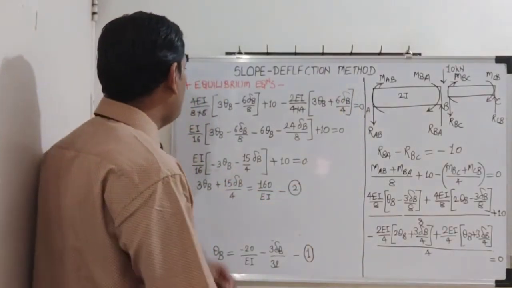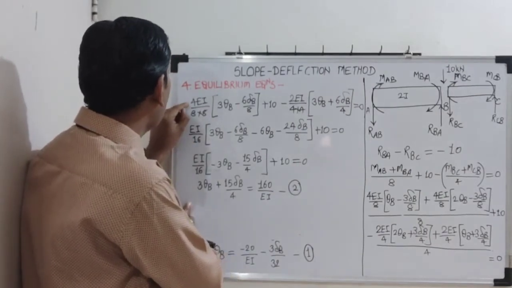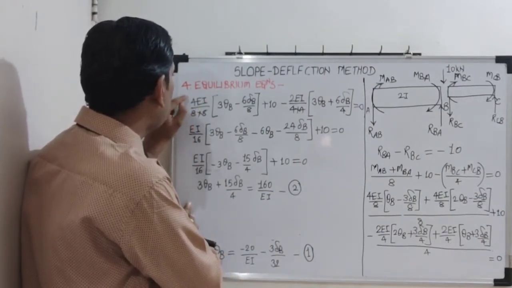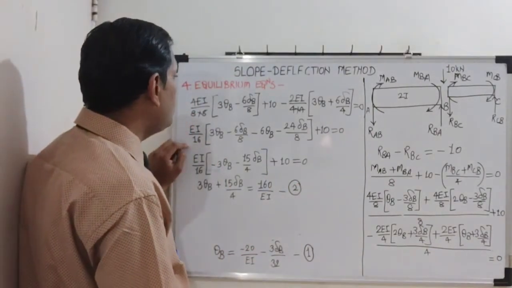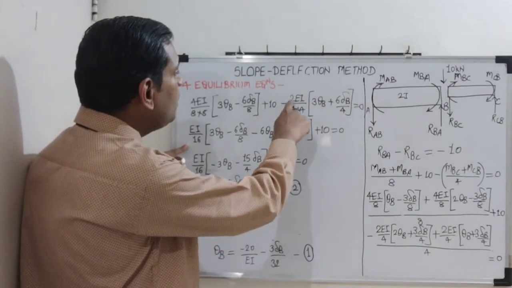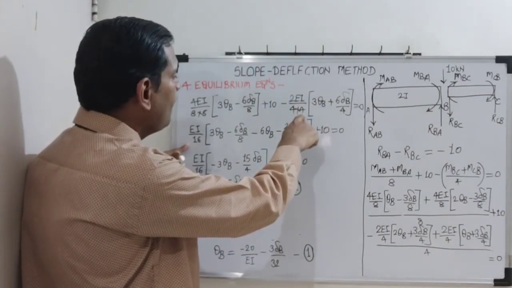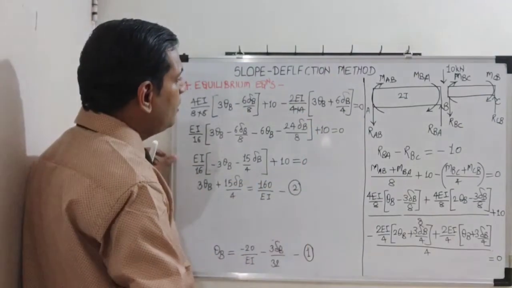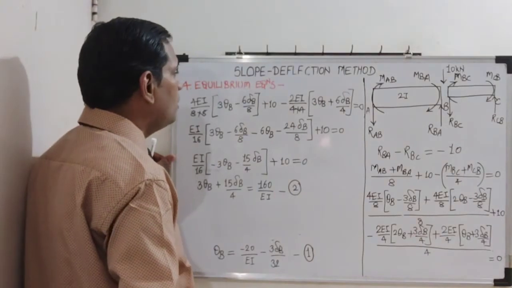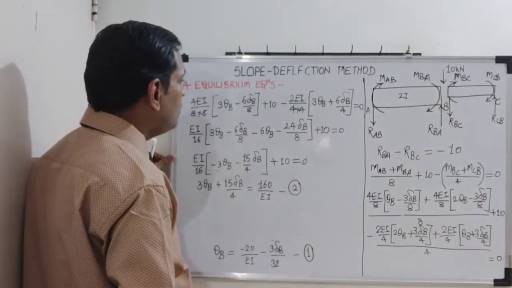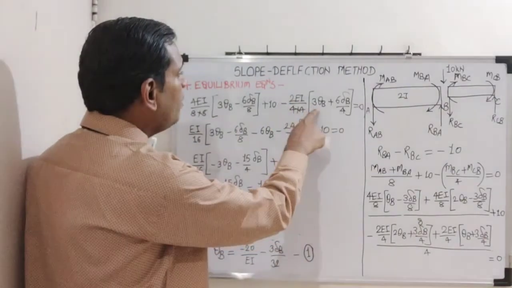Next, what I have done is, I have taken EI by 16 common. So this is 4 EI upon 64. So 4 by 64 is 1 by 16. So this is EI by 16. Here, it is 2 EI upon 8. So I want here to multiply and divide by 2. I will have to divide the bracket by 2.